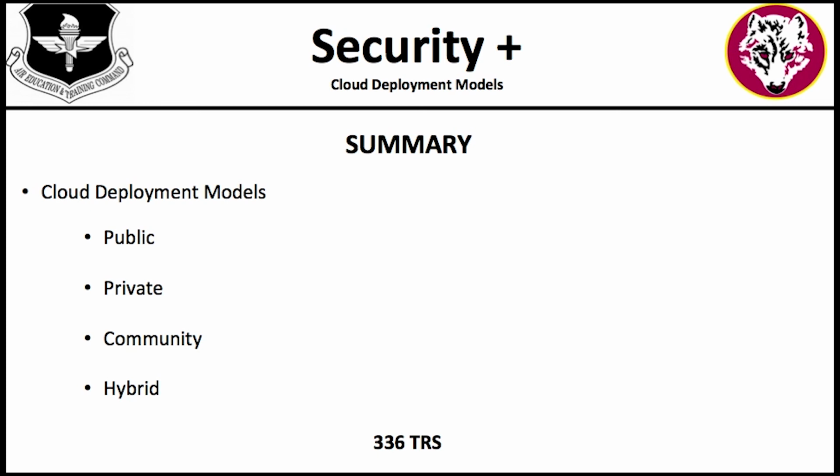In summary, we went over 4 cloud deployment models, which were public, private, community, and hybrid. It is important to think about the characteristics of each of the models and to configure it correctly to meet the organization's purpose.